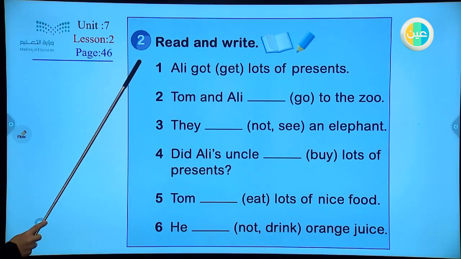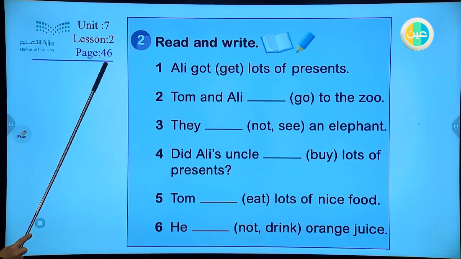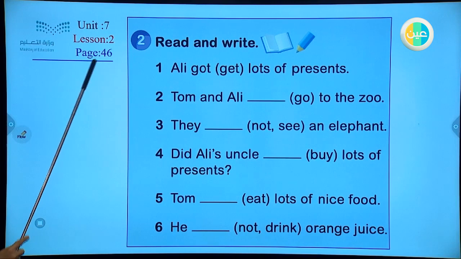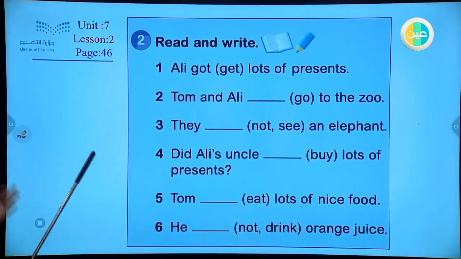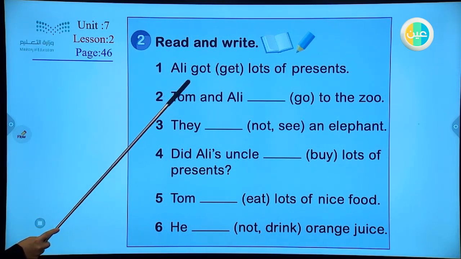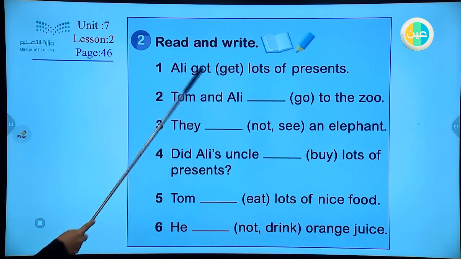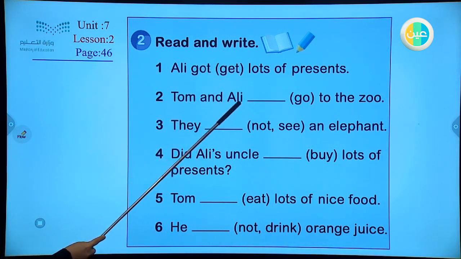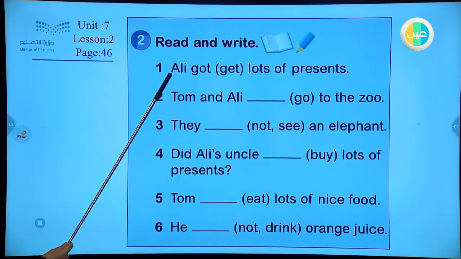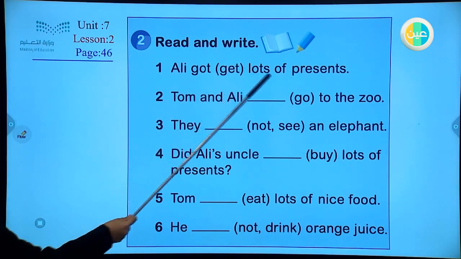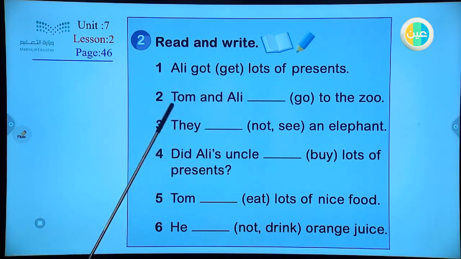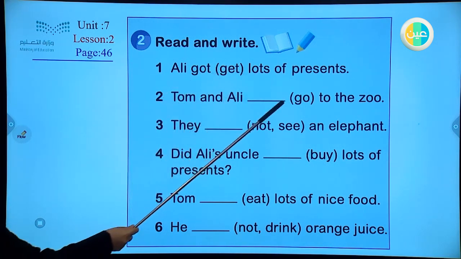This is exercise number 2, the same page. Students, the same page. You can do it with me. You have your pencils or your pens and write down the answers with me. What does it say here? Read again about Tom and write the words, change the verbs into past. Let's do it together. Here, it's an example. Ali got lots of presents. Okay, Tom and Ali. Let's change this into the past.